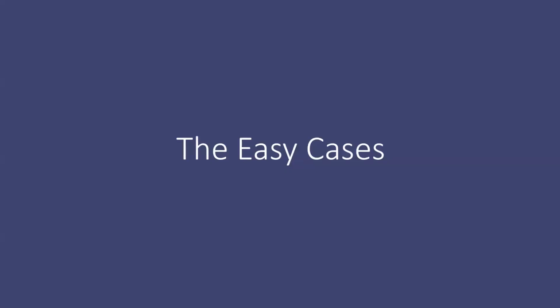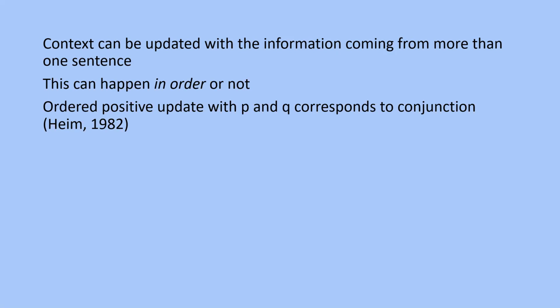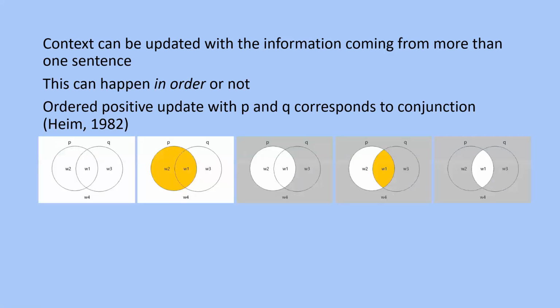Okay, now let's move on to the easy cases. The next step we have to do is discuss how context is updated with the information that comes from more than one sentence. And this can happen in order or not. Just to get an idea of what I mean, it will turn out that ordered positive updates with P and then with Q correspond to conjunction. So this is the way to encode conjunction.